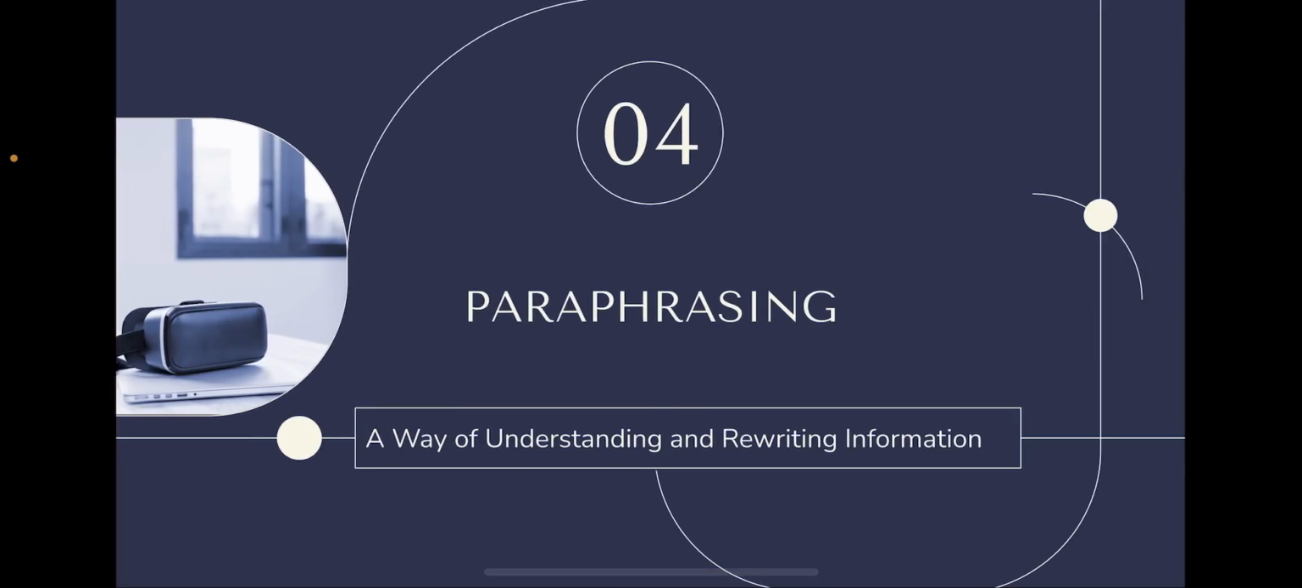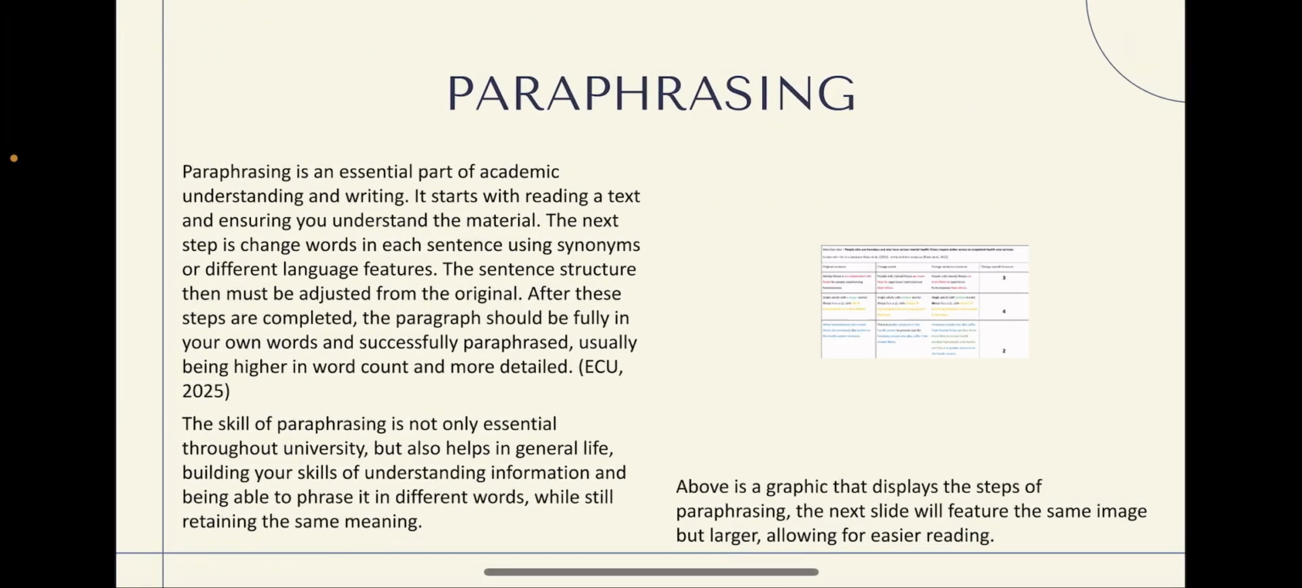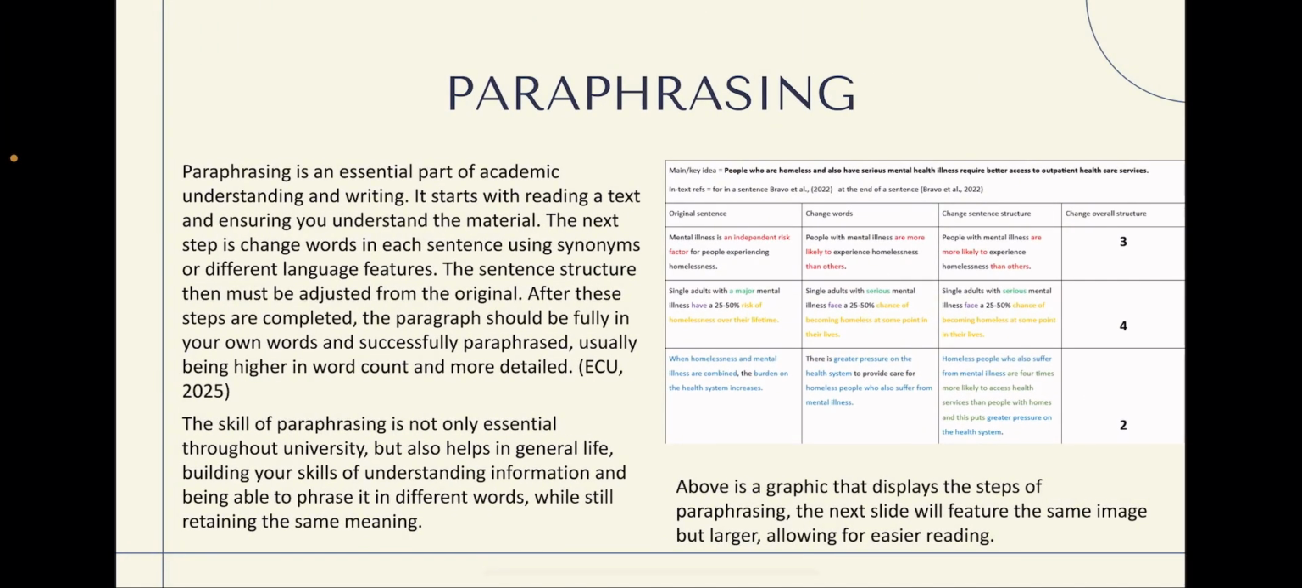Paraphrasing, a way of understanding and rewriting information. Paraphrasing is an essential part of academic understanding and writing. It starts with reading a text and ensuring you understand the material. The next step is to change words in each sentence using synonyms or different language features. The sentence structure then must be adjusted from the original.